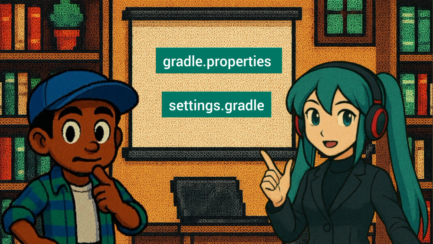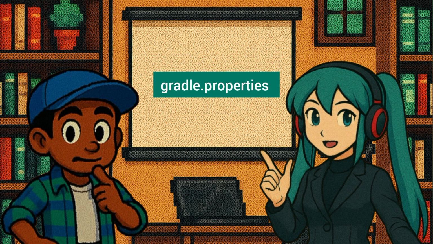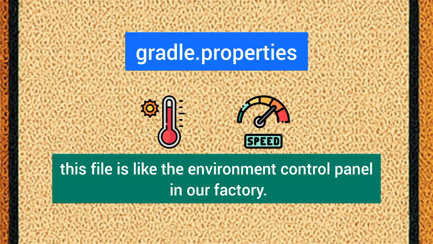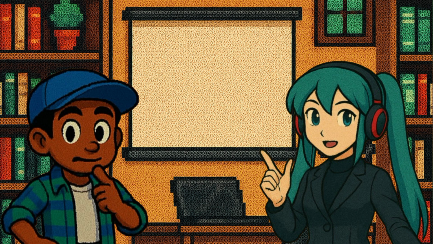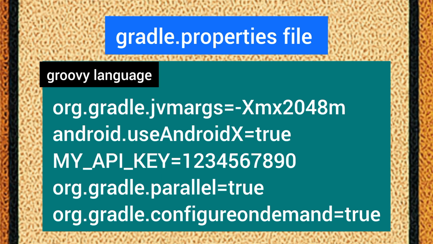First, the gradle.properties file. As we mentioned earlier, this file is like the environment control panel in our factory. It holds global settings that affect how Gradle behaves during the entire build process. Let's walk through this example together. Should I ask? What is this stuff? Okay, let's break down each line.